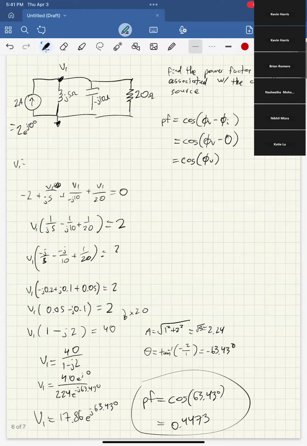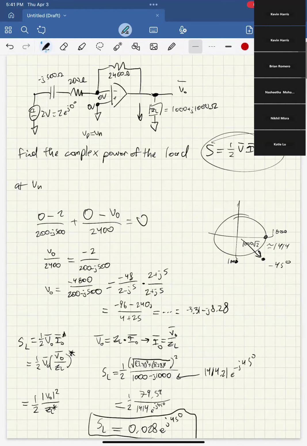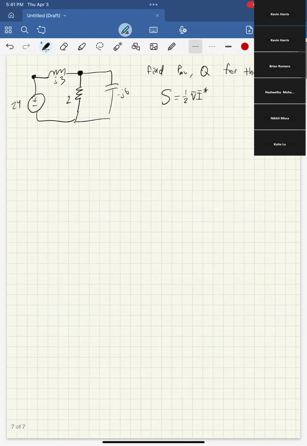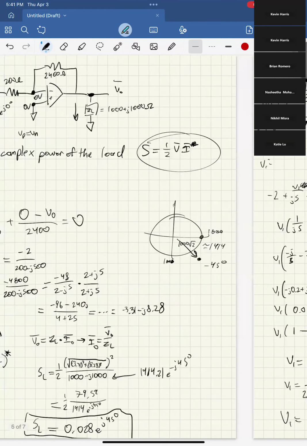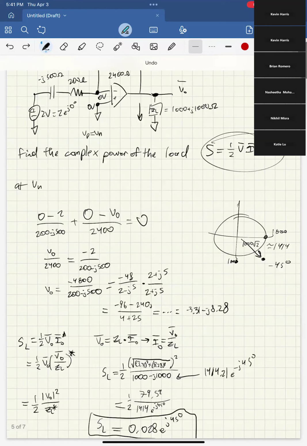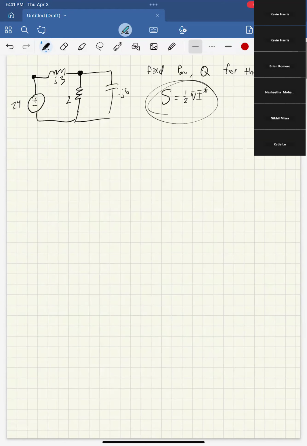One important thing to note: when the circuit is not as simple as it is here, you want to actually use this equation. That equation is never wrong. So here, if we want to find this, you can do a node voltage with just one node. So V1, we have V1 minus 24 over j3 plus V1 over 2 plus V1 over negative j6 equals 0.